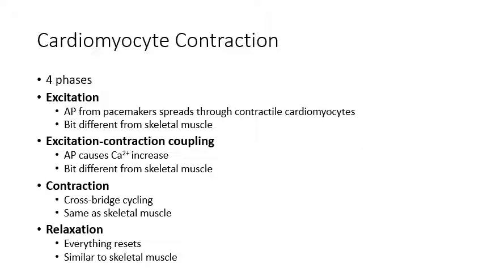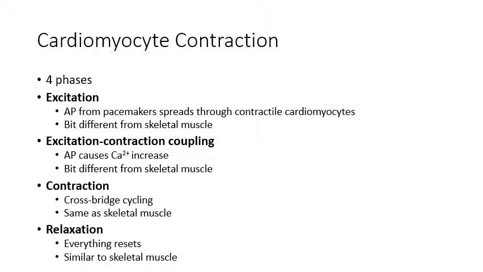Next, you have the excitation contraction coupling phase, in which an action potential occurs in the contractile cardiomyocytes, and that causes calcium levels to increase inside the cell, which is a little bit different from how it occurs in the skeletal muscle cells, but it's mostly the same. Right, so overall, you have this action potential that is crossing the membrane of the contractile cardiomyocyte. It's going to spread down into the T-tubules and cause calcium to be released from the sarcoplasmic reticulum. The exact mechanism for how that occurs is a little bit different from how it is for skeletal muscle, but the end result is the same.